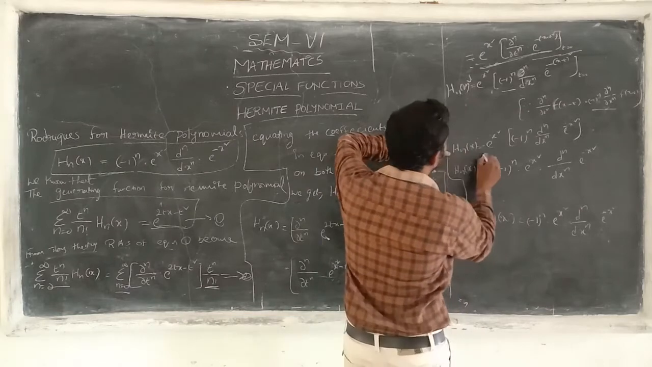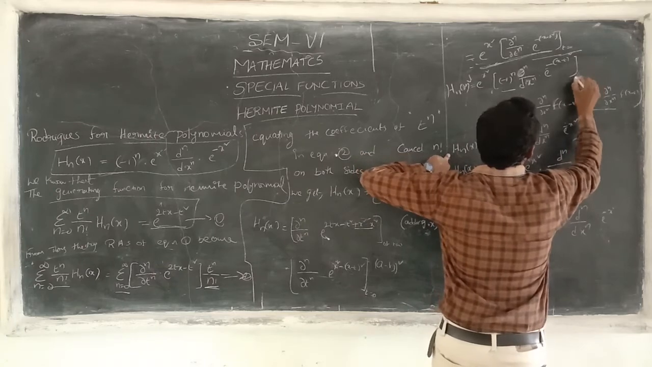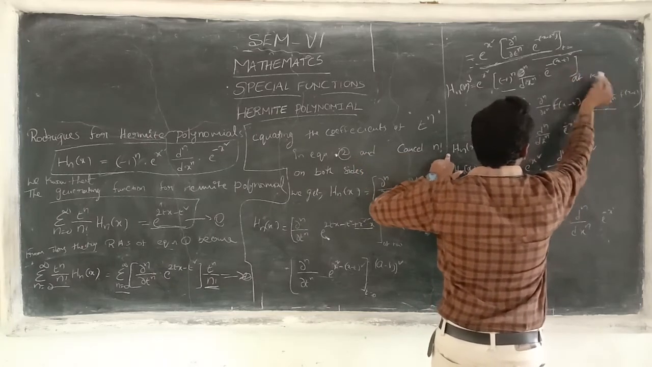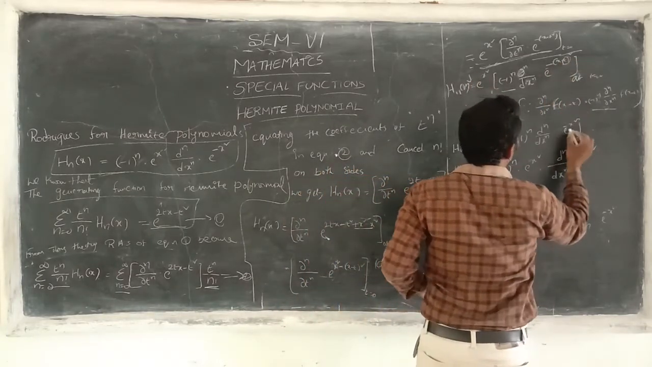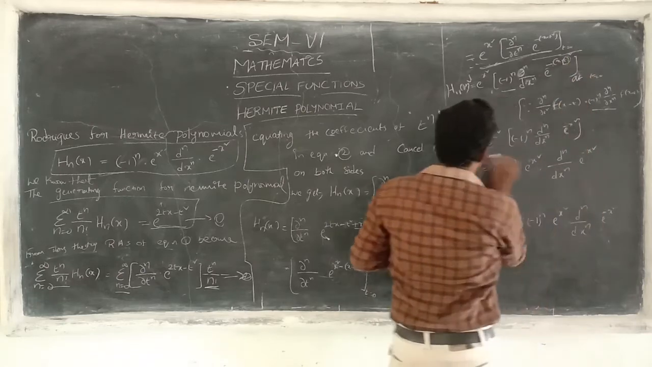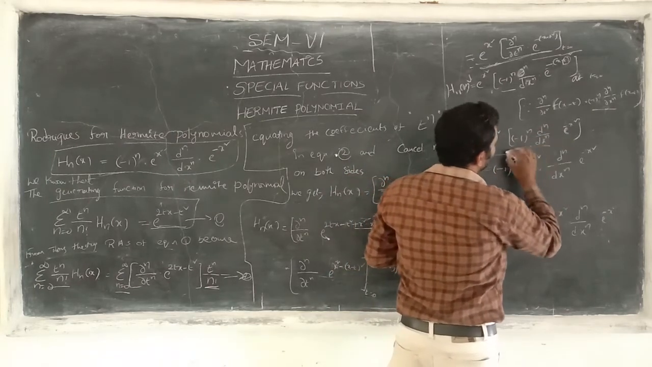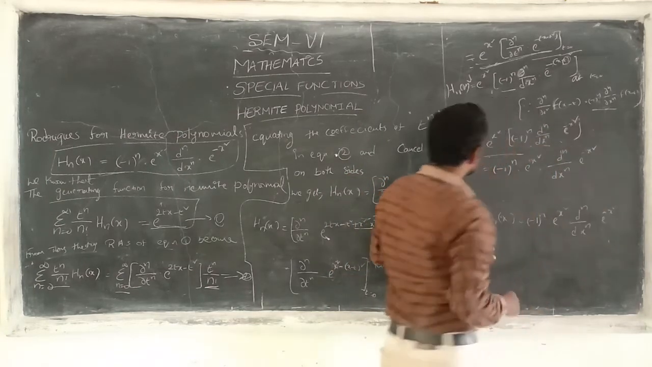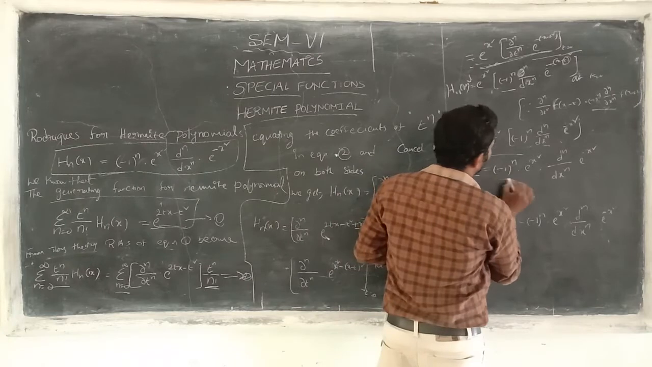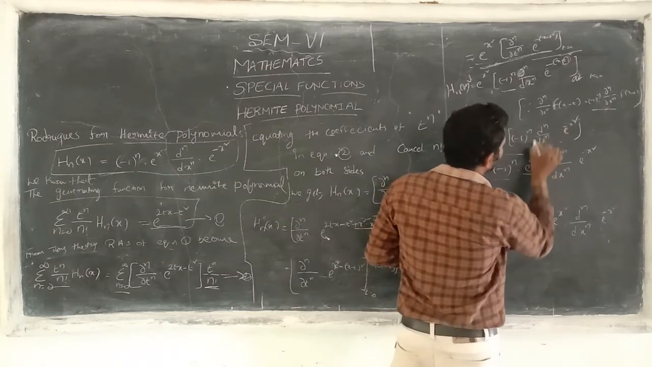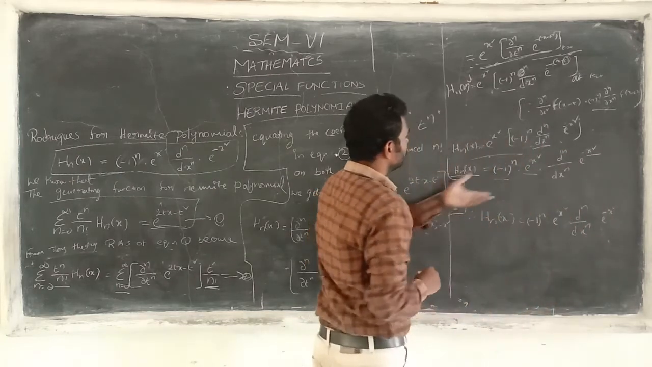So next, Hn of x equals e power x square into minus 1 power n. Here, at t equal to 0, substitute the t value 0 in this equation. So this is 0, so minus x, e power minus x square. Hn of x equals e power x square into minus 1 power n into d power n by dx power n of e power minus x square. That is the equation. So no changes, as it is.